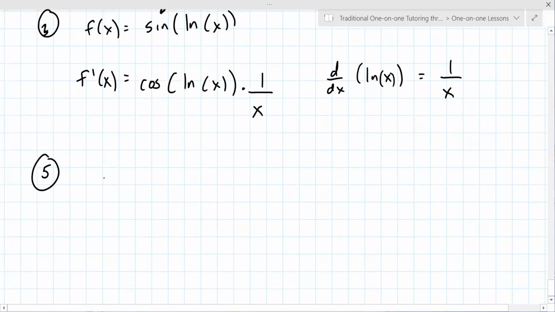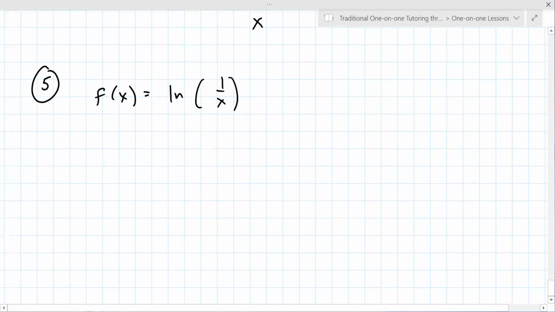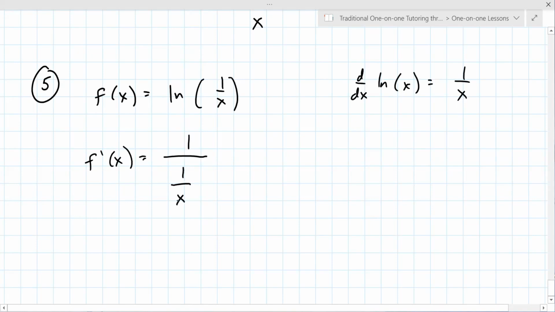Number 5, f of x equals natural log of 1 over x. I'm going to show you 2 ways to do this. The first way is exactly the way we've been doing it. What is the derivative of ln, d dx of natural log of x? It's 1 over whatever's inside there, so it's 1 over x, times the derivative of the inside part.